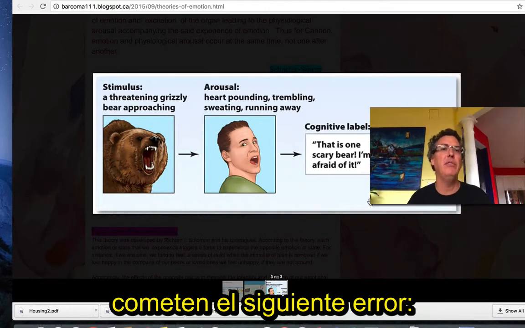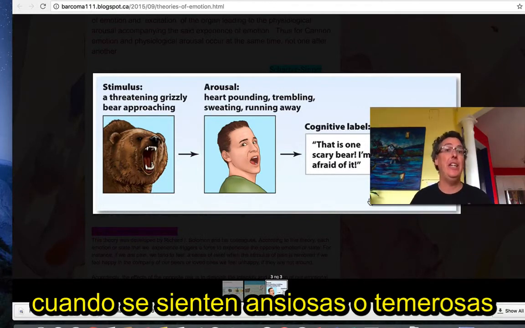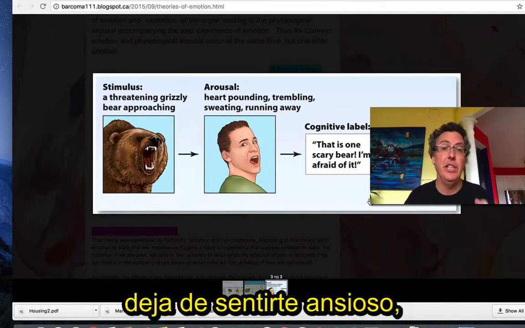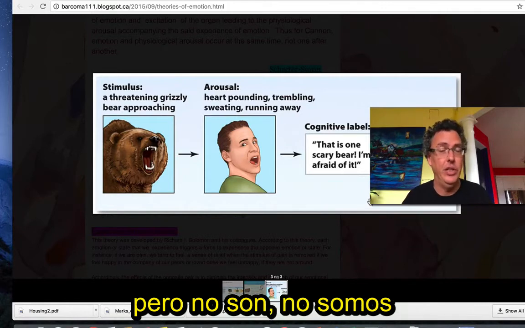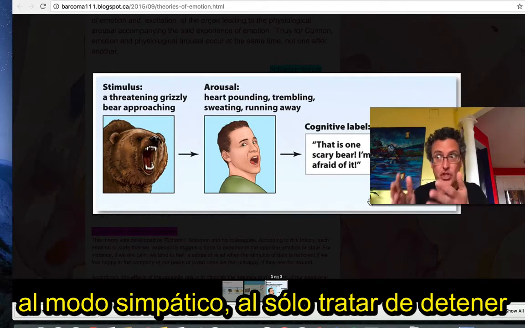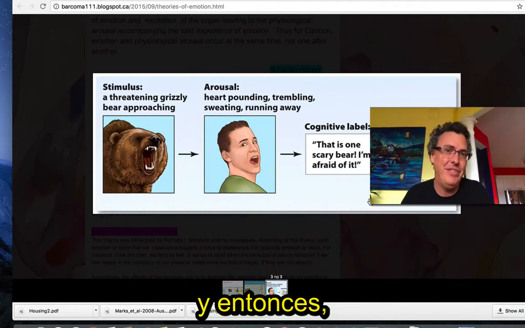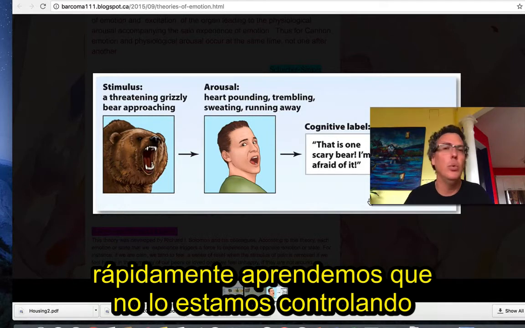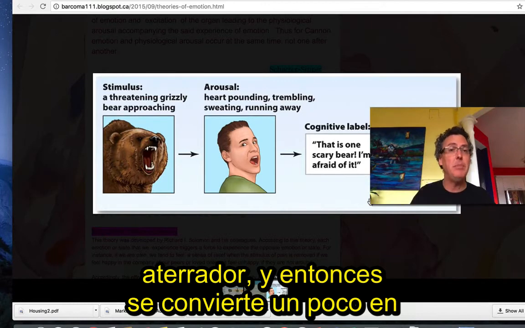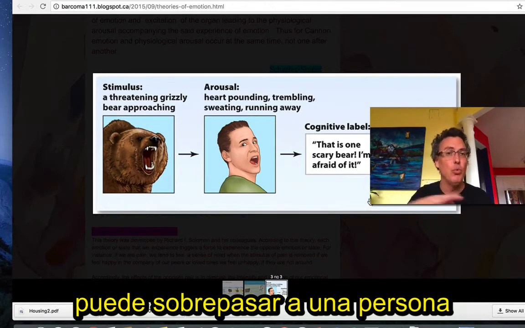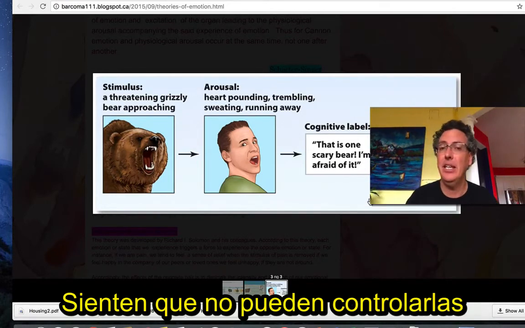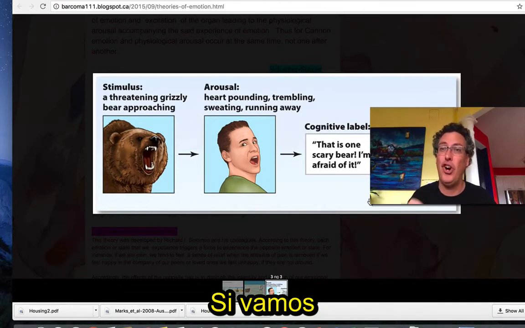Too many people make the following mistake. When they feel anxious or fearful, they try to tell themselves, stop feeling anxious, stop feeling fearful. But we're not very good at stopping the sympathetic mode by just trying to stop that feeling. And so we quickly learn that we're not controlling it. And that makes it even more scary. And so there becomes a bit of a negative cycle where an emotion can kind of run away on the person because they feel like they can't control their emotions. They feel like they can't control it because they typically do the wrong thing.